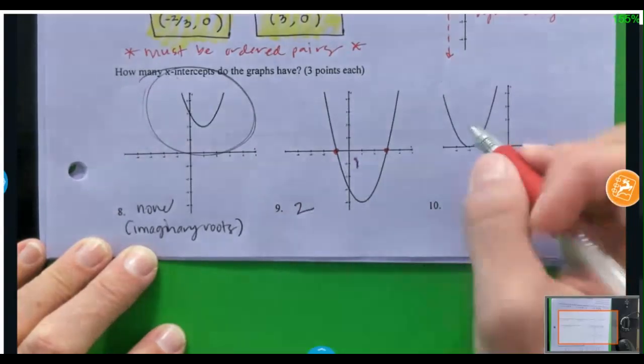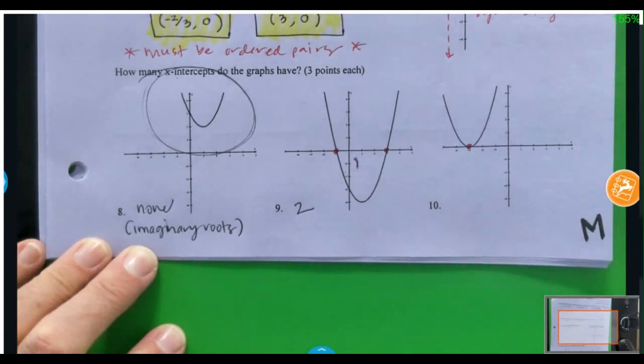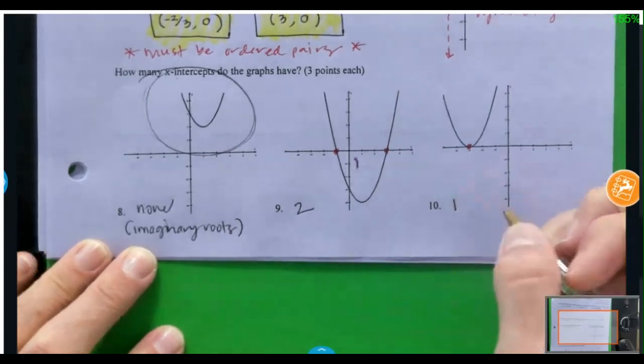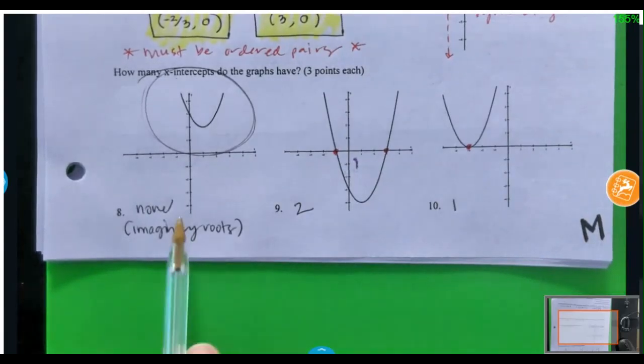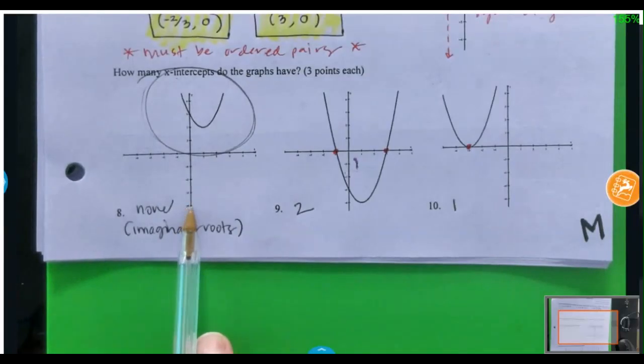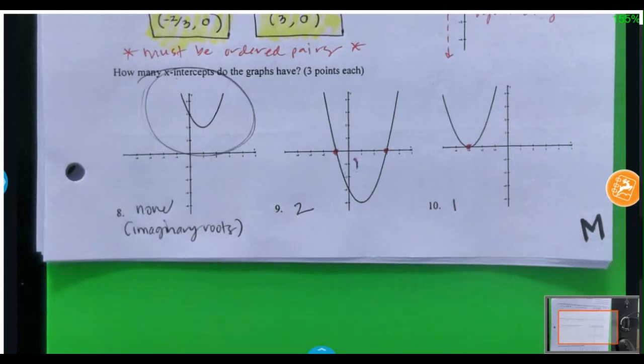And then the last one, number 10, it only crosses it 1 time. So it would just have 1 root, or 1 x-intercept. And for a quadratic equation, those are the only options you can have. You've either got no roots, you've got 2 roots, or you might have what's called a double root. In other words, that one, it hit twice.